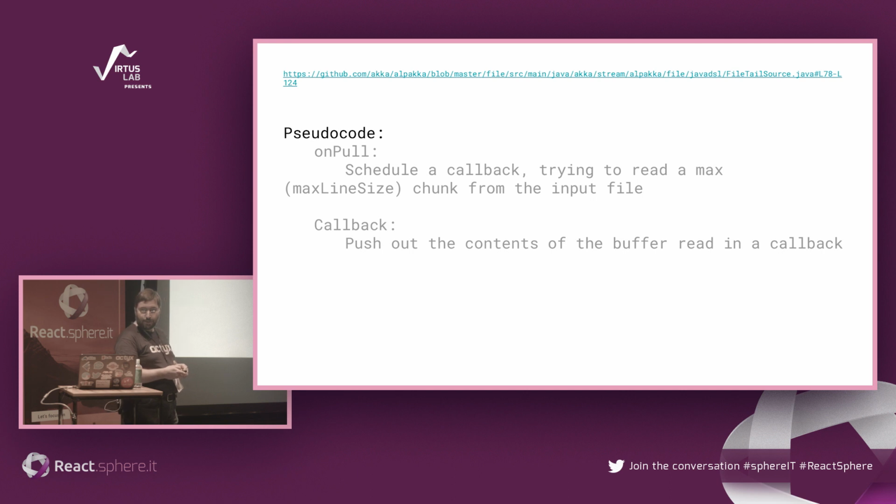That's a pseudocode of the code from the library itself, namely on pull. So when the downstream of this stage says, get me some more data, I'm going to schedule a callback trying to read a max line size chunk from the input file. So actually, I'm going to read the next line. So this problem with back pressure forces the code to use this abstraction underneath.